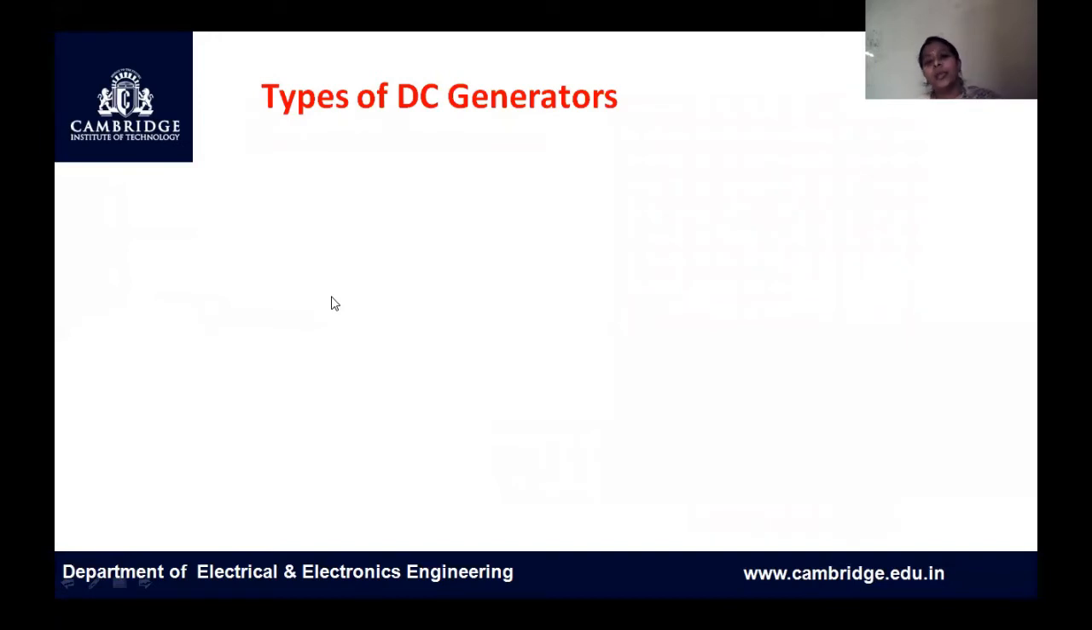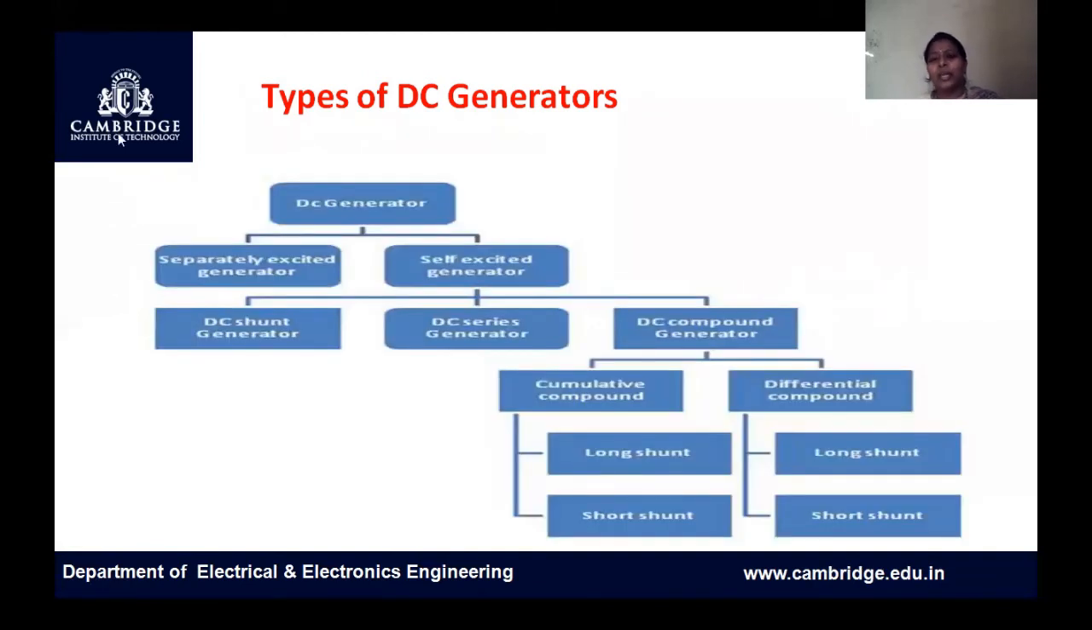Then, depending on how we connect the field system, we can classify DC generators into different types. Mainly, they are classified into separately excited generator and self-excited generator. Self-excited generator can be classified into DC shunt generator, DC series generator, and DC compound generator. DC compound generator can again be classified into cumulative compound and differential compound, which can be subdivided into long shunt and short shunt.